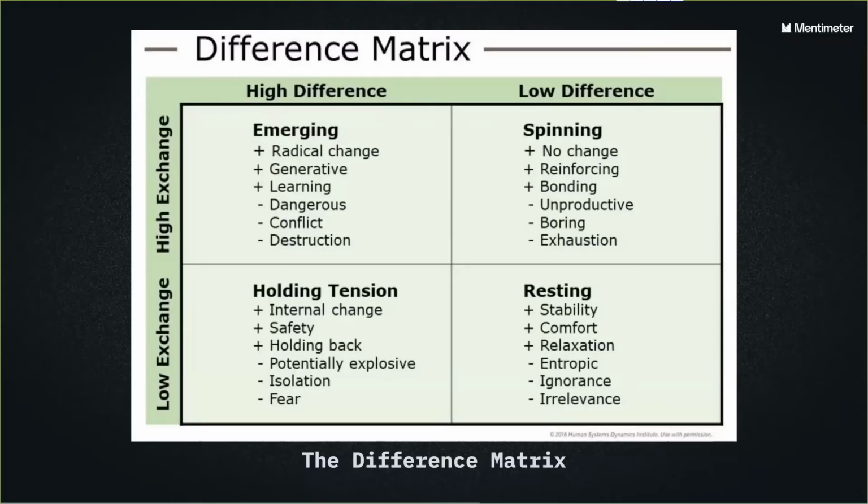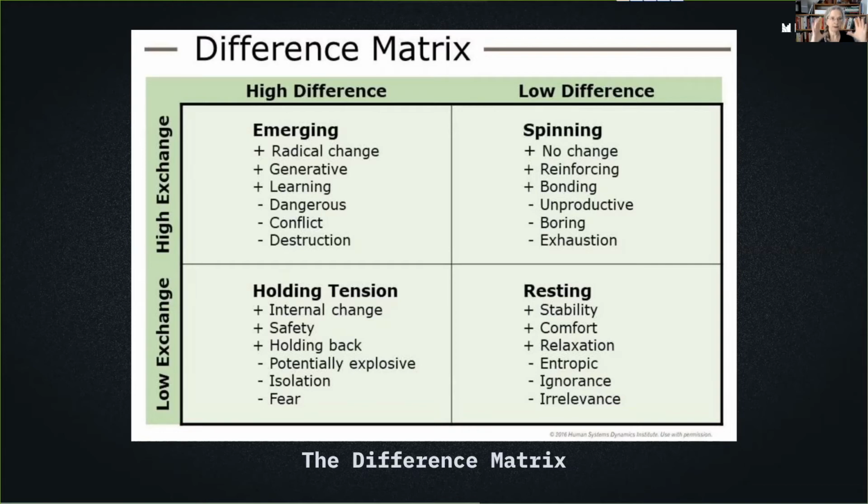Okay. So what I'm going to do is quickly go through Glenda's difference matrix, and go through the quadrants of it, just to give us a sense of what we're thinking about and the kinds of patterns that emerge. And then we'll have you go into breakout groups and discuss this. So this is the difference matrix comparing high and low difference and high and low exchange within the context of a container.